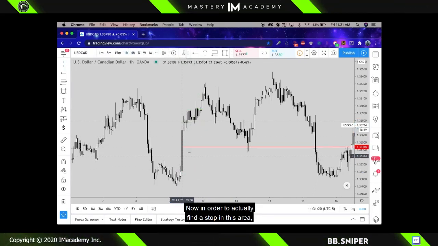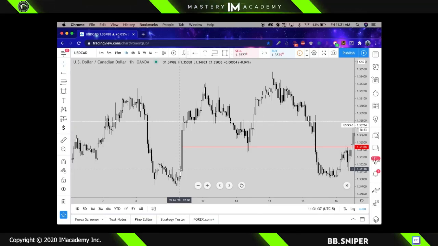Now, in order to actually find a stop in this area, I generally personally drop down into lower time frames to figure out what price action within this is healthy and where I can run the tighter position. Okay, so I'm going to drop down now to show you guys on lower time frames how I would find my stop on this actual execution.